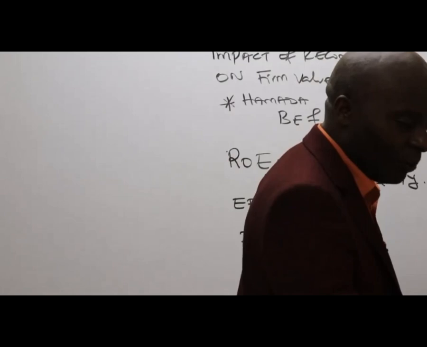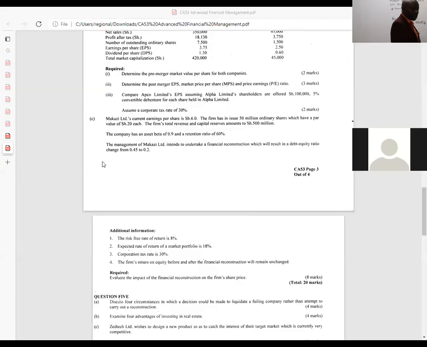So this is very important, ladies and gentlemen. We are told here, Makazi Limited's current earnings per share is 6. The firm has in issue 50 million ordinary shares, which have a par value of 20 each. Listen, they are telling us that Makazi Limited's EPS is how much? Is 6. And they know the number of ordinary shares are how many? Somebody here, 50 million. So then to get the profit after tax, this one here straight away will be 6 times 50, which will end up giving me how much?